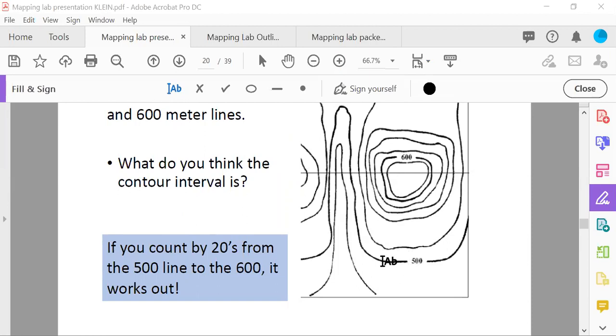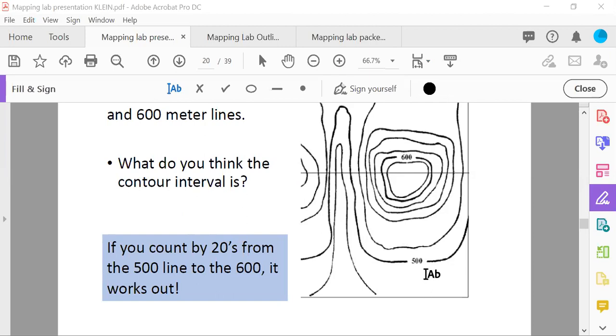So what I mean by that is if this is 500, you could start counting, like let's say, usually contour interval is going to be either 10, 20, 50, 100. So if this is 500, we could pretend that it's a contour interval of 10. We can just try that out. So let's say this is 510. The next line would be 520, 540, 560, 580.